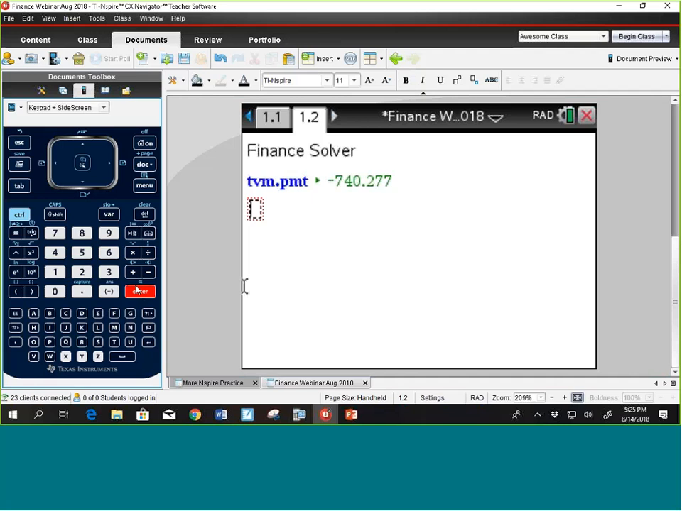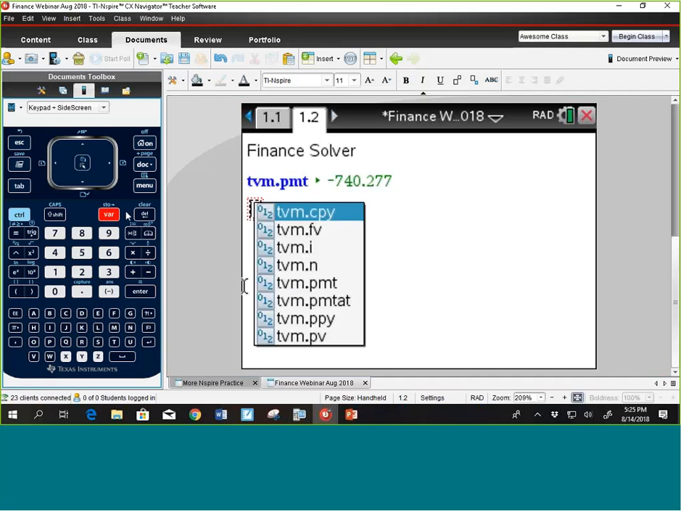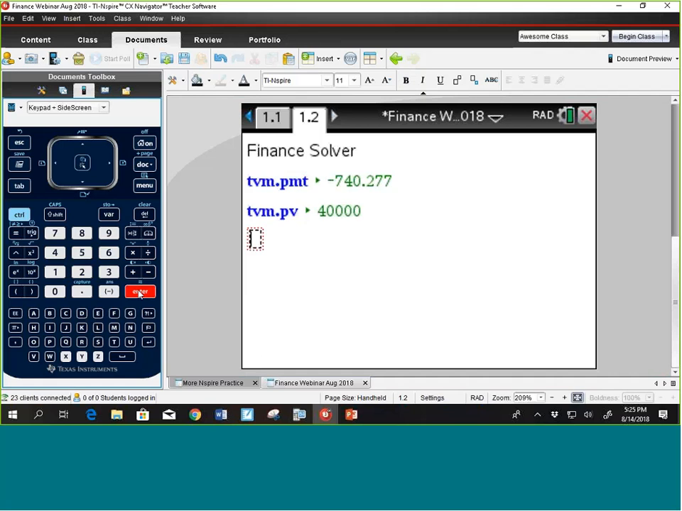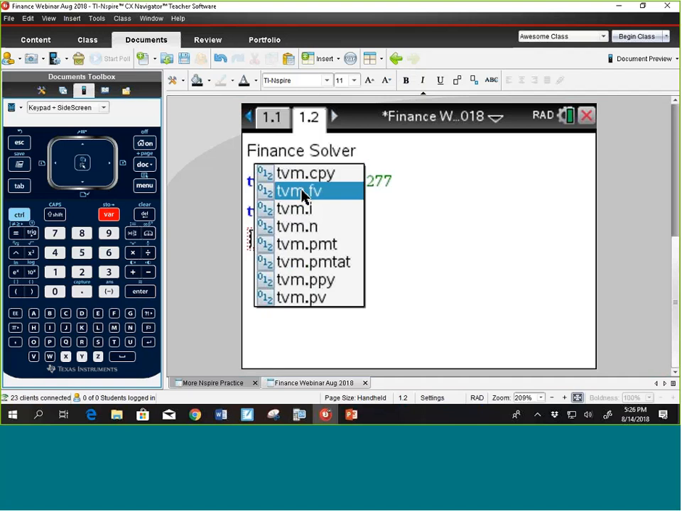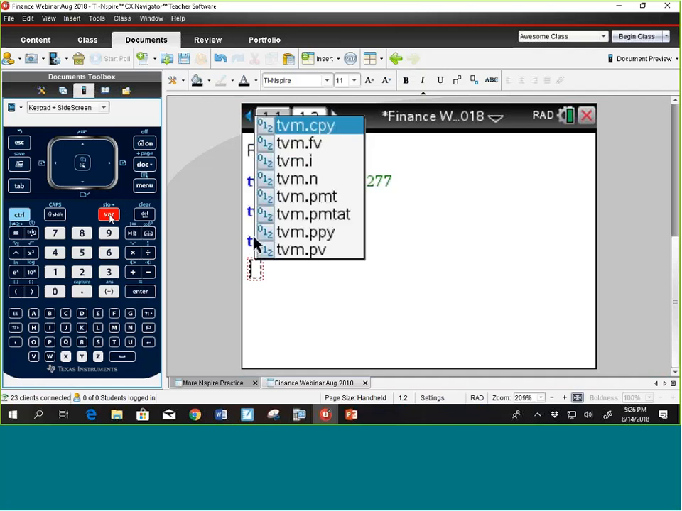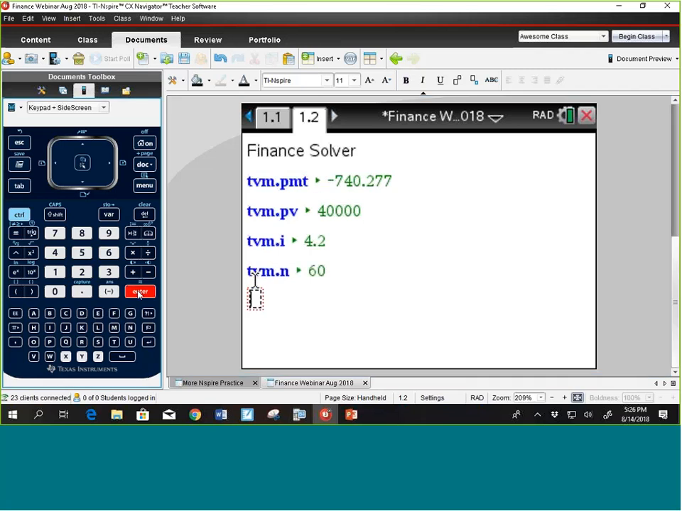And then variable, I can go for present value. And present value was $40,000. That's what I had. And then I can go to what my interest rate is. And that was my interest rate, 4.2. And then now I can go to my number of payments and enter.